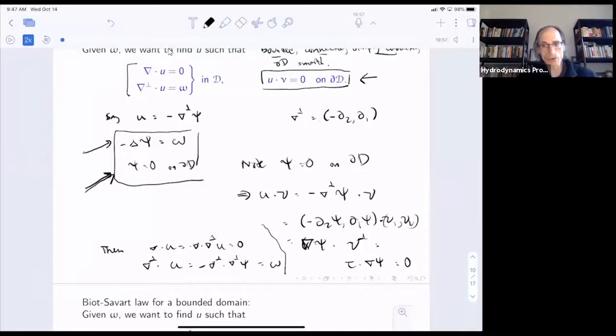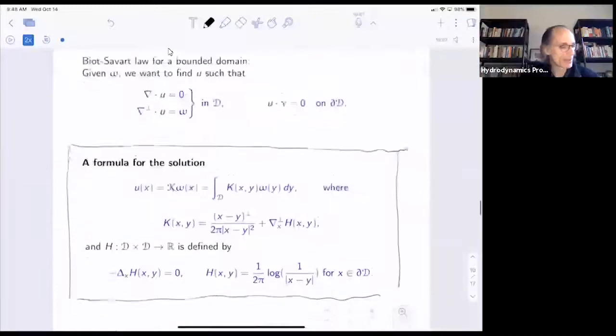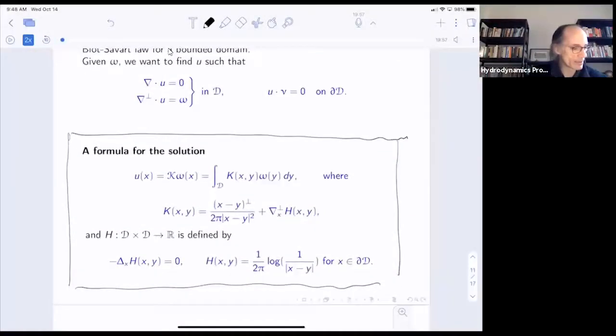And so for psi, I'll convolve with the logarithm as before, and that will give me a function whose Laplacian is omega. And then I want to add on a harmonic function that's not going to change the Laplacian, but it'll cancel out the unfavorable non-zero boundary conditions. And so that's this function h of x, y. Going over this a bit quickly.